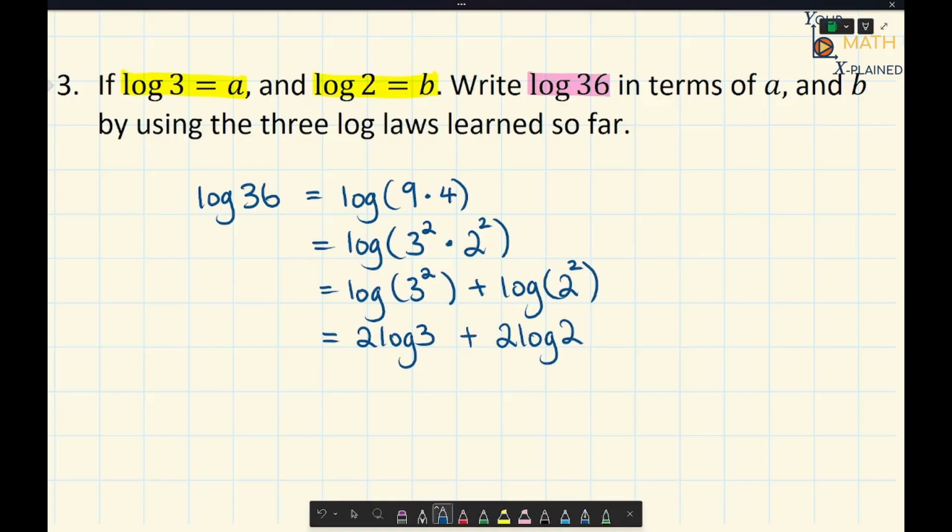And now we have rewritten log 36 in terms of log 3 and log 2. So we have our log 3 here and our log 2 here. We're given log 3 is equal to a, so this is equal to 2a. And then log 2 is equal to b, so this is just 2b. So therefore, log 36 in terms of a and b would be 2a plus 2b.